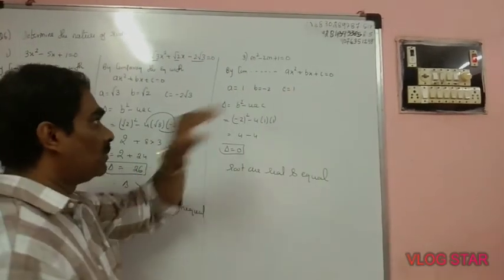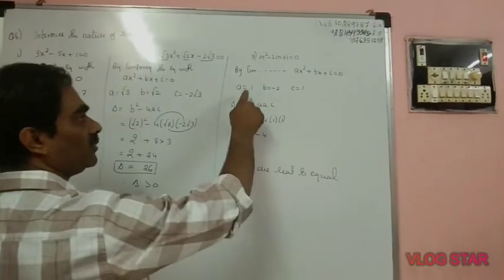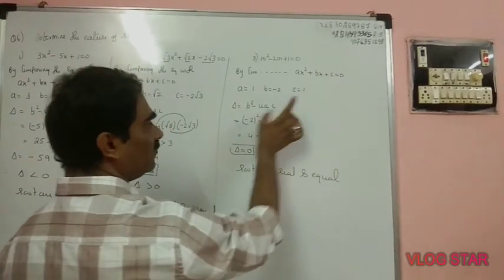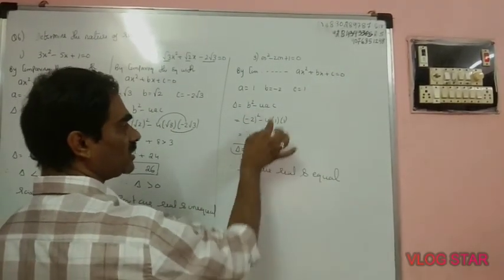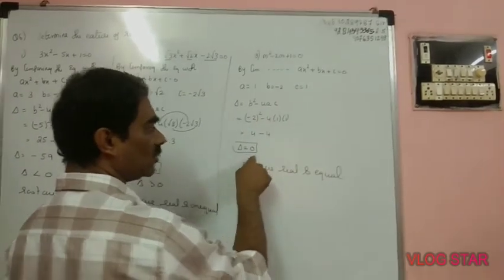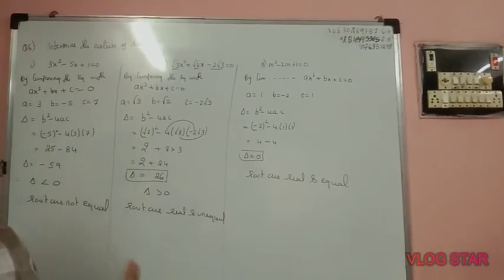Third sum. By comparing the equation with this one, a value is 1, b value is -2, and c value will be 1. Find b square minus 4ac. So minus comes, 2 squared is 4, 4 minus 4 is 0. When you get the value of 0, roots are real and equal.